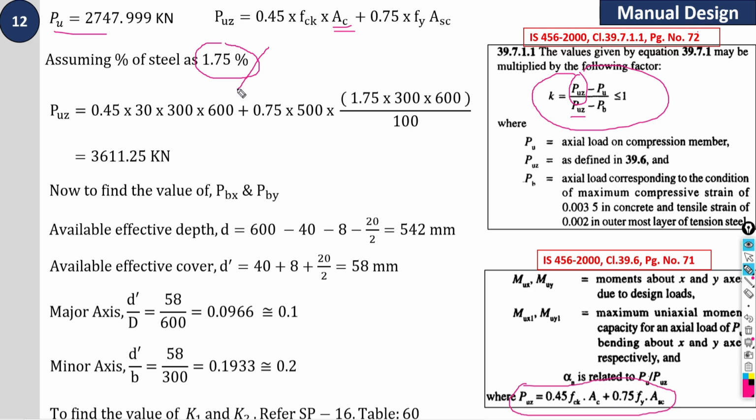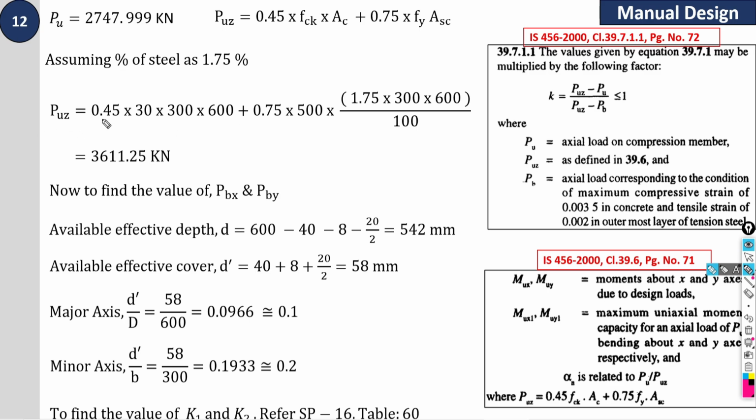The final output, whether your column is safe or unsafe for the design, will be decided by your consideration. Obviously if I consider 1.75 and at a later stage the column fails, I need to increase the percentage. If the column passes the criteria, then it is fine. So it all depends on your choice.